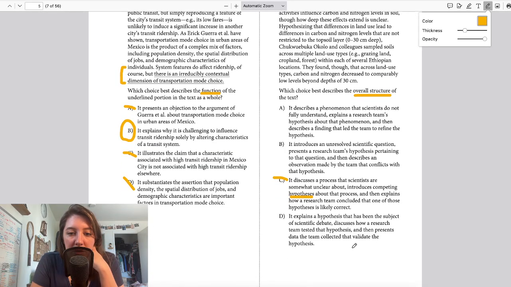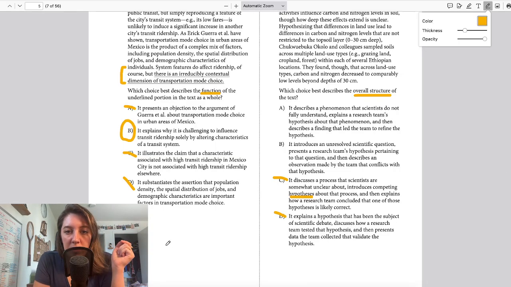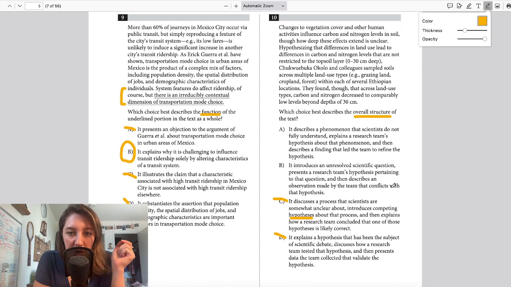D says it explains a hypothesis that has been the subject of scientific debate, discusses how a research team tested that hypothesis, and then presents data the team collected that validate the hypothesis. Okay, this one is also not true. When I was giving you the overview of the structure of a scientific paper, I mentioned that they skip the methodology section here because this is the intro. How a research team tested that hypothesis would be the methodology section. How did you do it? That's what methodology means, right? So not true. Okay, so now we need to figure out what's the difference between A and B, okay?